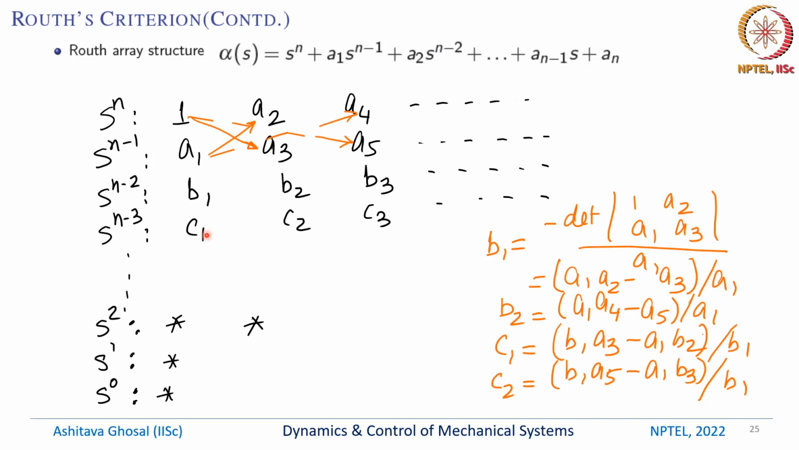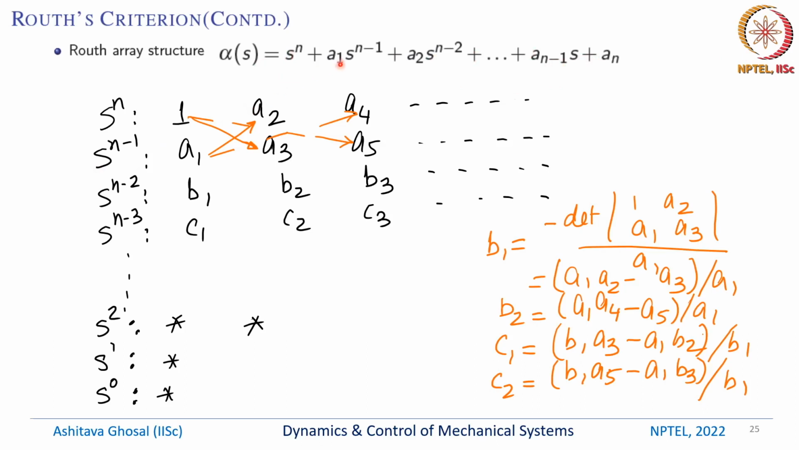So here is the array. We start with the nth degree polynomial, s to the power n plus a1 s to the power n minus 1, all the way till an. The first row is we take this s^n and we write down 1, a2, a4 and so on. So basically what have we done? We have taken the coefficient of s to the power n, then the coefficient of s to the power n minus 2, and all the first term, third term, fifth term and so on.